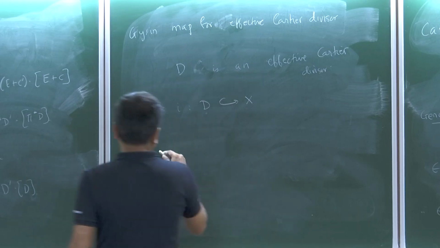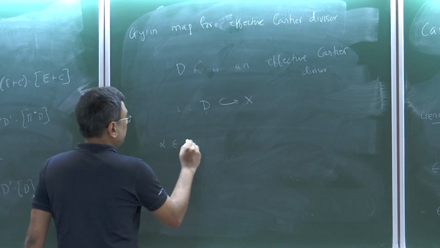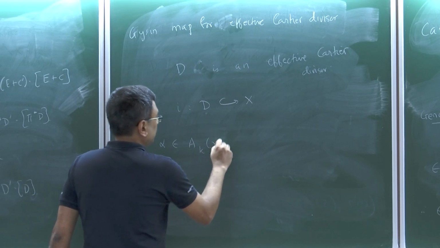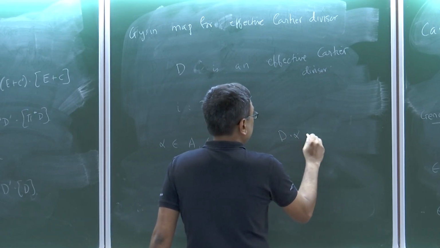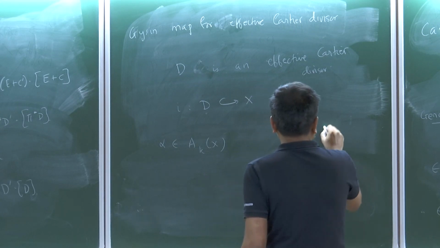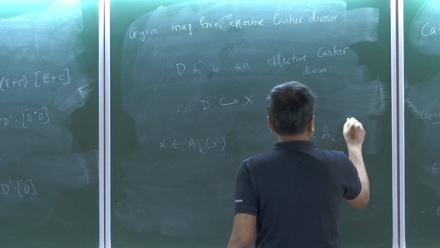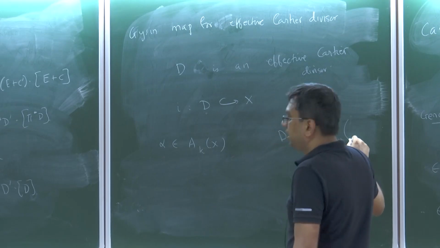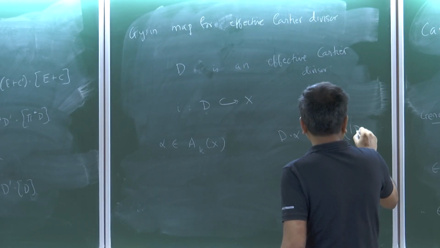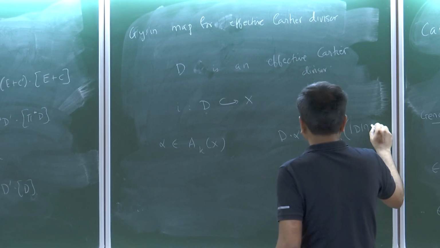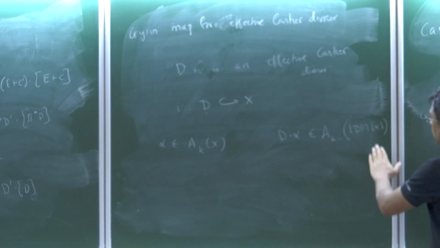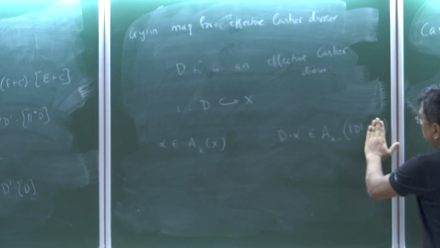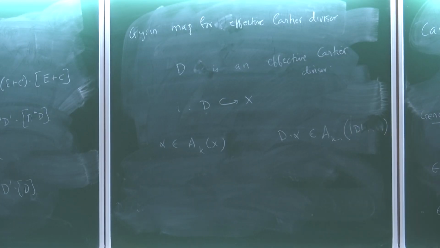So now the point is, if I have a cycle in A_k of X, we have already seen that D dot alpha is well defined as a cycle in A_{k-1} of X, but not just that, it is well defined as a cycle in the support of D intersection support of alpha, right? I want to ignore this. I will increase the set, so it's well defined in A_{k-1} of support of D.